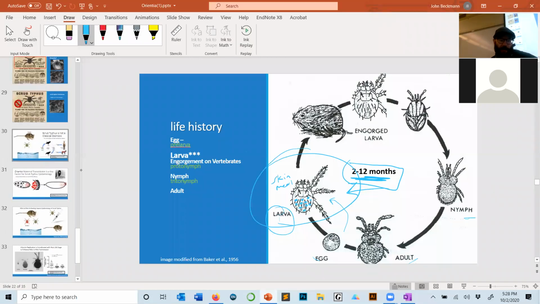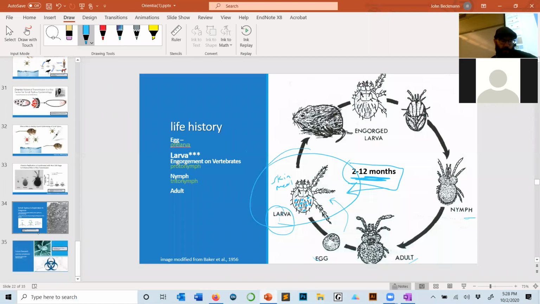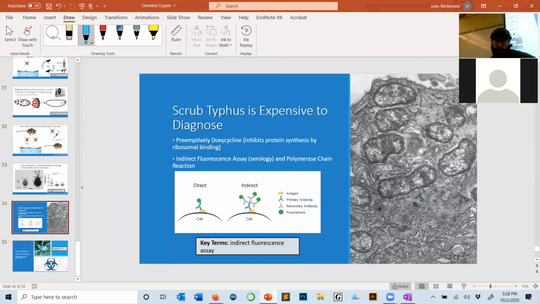Usually how they detect this, it's expensive to diagnose, in a sense that you could either do PCR to see if somebody had it, or check for antibodies. But most of the time, I think when they try to detect this, they're trying to detect with PCR. And again, it's not a common disease.